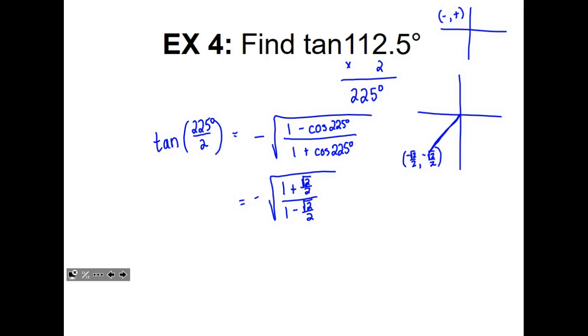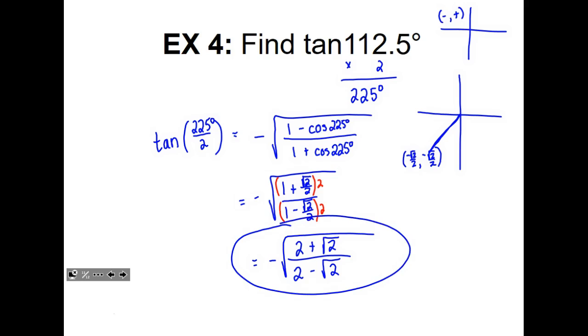What should we do now? Multiply it by 2. So we will get negative square root of 2 plus the square root of 2 over 2 minus the square root of 2. And I think I'm just going to let it stop right here. Technically, you can rationalize that denominator so that you don't have a denominator that has a square root in it. But we have not done that, and I don't want to spend the time on something like that. So we're just going to leave our answer like this.